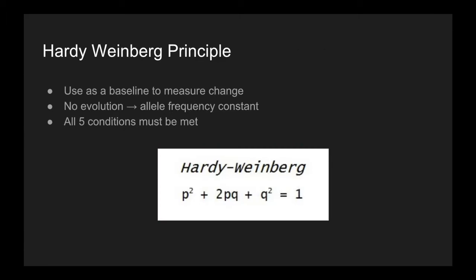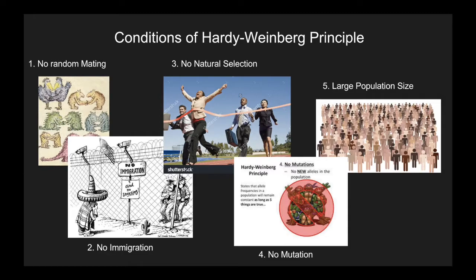Hardy-Weinberg proposed an equation to calculate the genetic variation of a population. However, his equation only works when allele frequencies remain constant, meaning no evolution occurs in the population. For there to be no evolution, 5 conditions must be met. First, no random mating can occur. Second, no immigration between species. Third, no natural selection. 4, no mutation in the genome. And 5, the species must have a large population size.